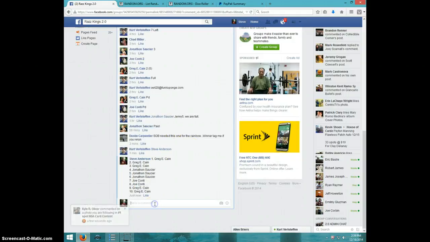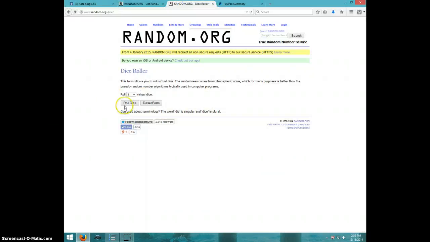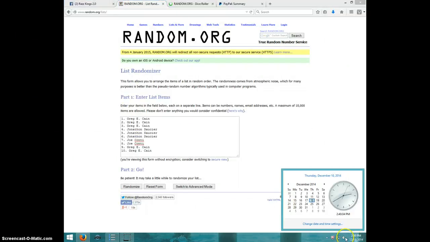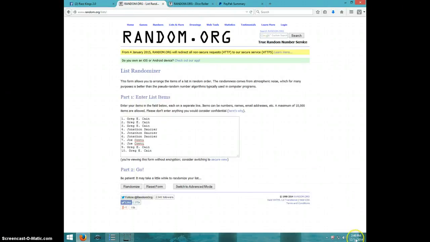Here's the list. Type live. It is 239. Two dice. There's snake eyes. Seven times. We got Greg 3, Jonathan 3, Joe 2, Greg 2. We are going seven times. It's 240. Good luck.